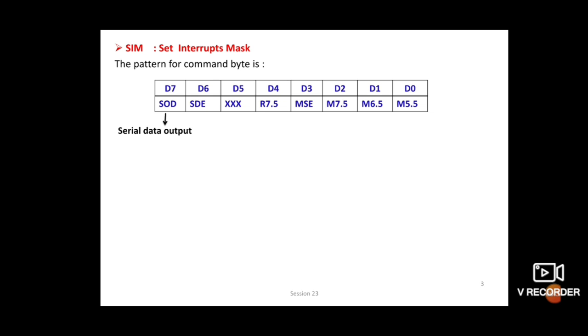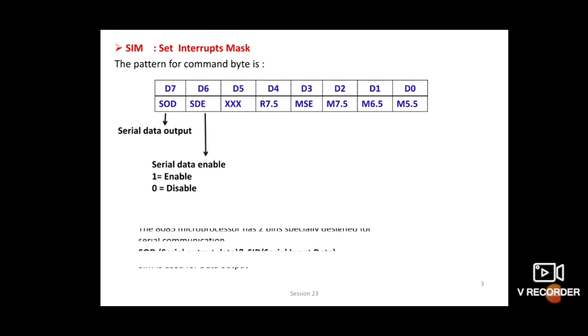Data is transferred to the outside. Outside means any device, for example a monitor or an LED. Now the SDE pin means serial data enable. 1 means enable and 0 means disable.